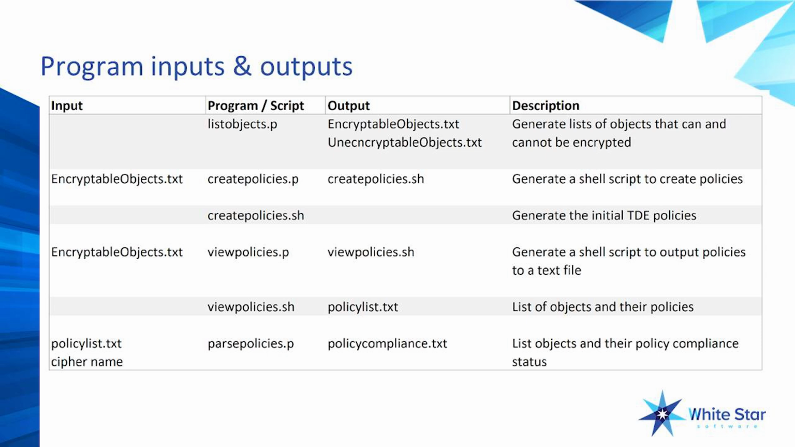It's going to produce 2 text files. It's going to produce a list of encryptable objects, which is, again, those objects that I mentioned, and also unencryptable objects, which are basically any tables, indexes, or logs that are in your schema area. So it's going to tell you that you've got some remediation to do if you care about encrypting this data. That encryptable objects text file then will become input for some of the later programs.